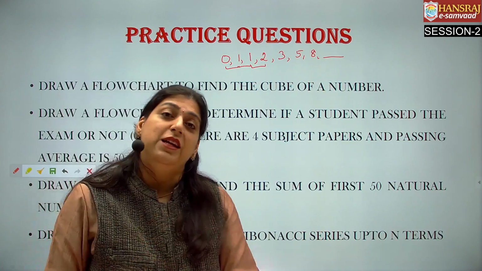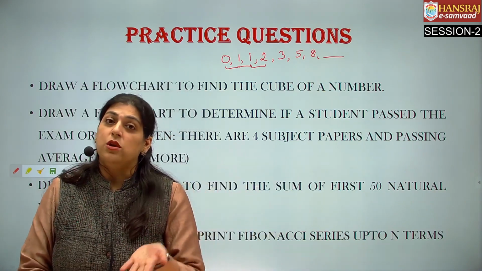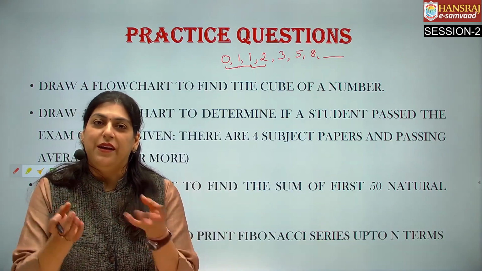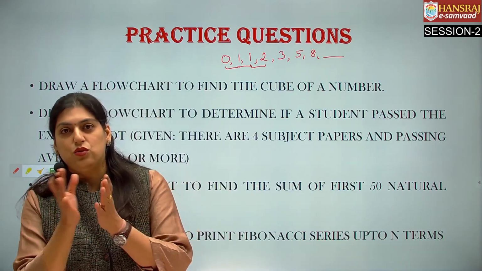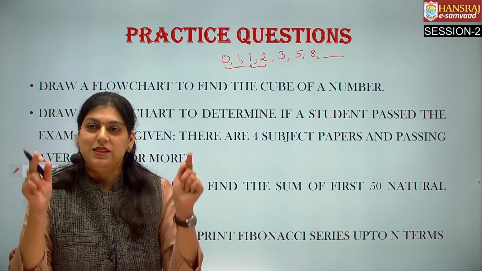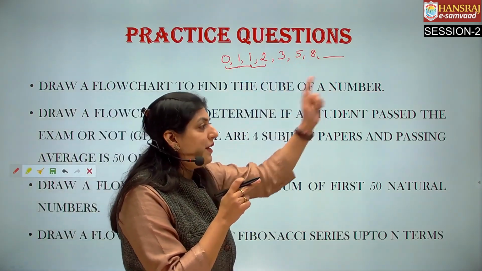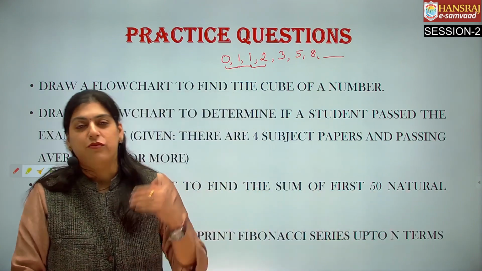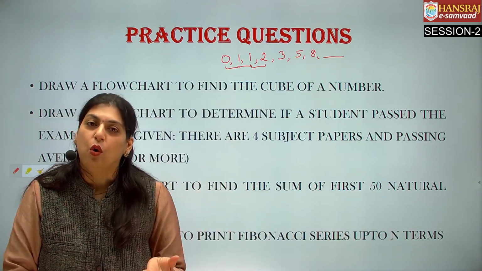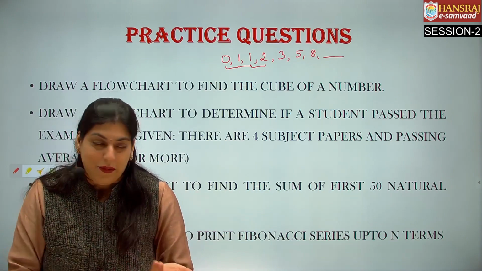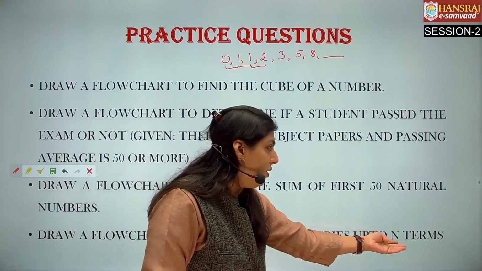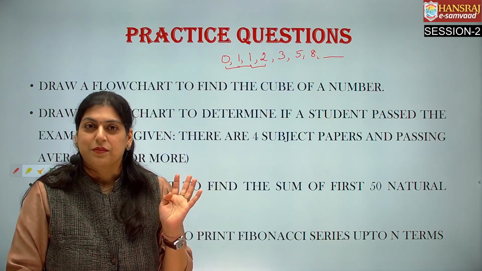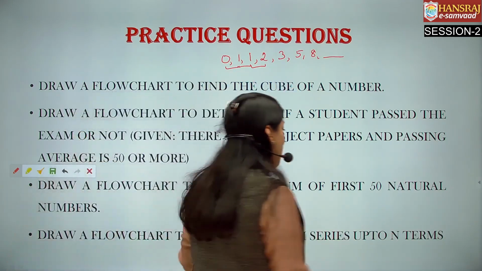So what step do I need to repeat? The third term is equal to the second term plus the first term. You are performing the addition of the previous 2 terms, that is going to be the third term. And this step needs to be repeated how many times? Up to n terms. So you can take the value of n from the user. How many terms you want to print, right? So that will be your n, and then you will perform this operation. Okay? I hope this is clear to you.